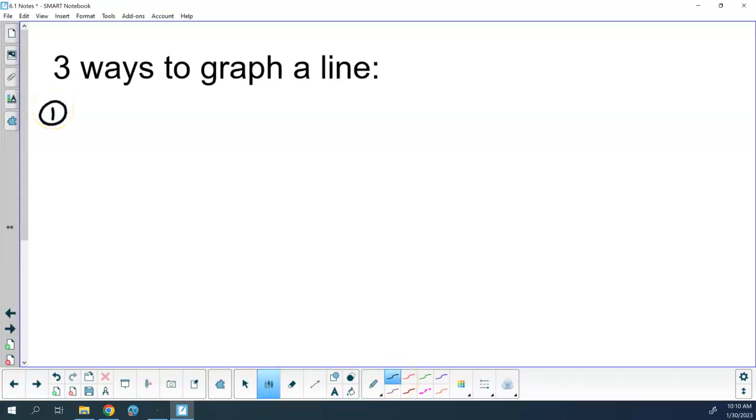Linear equation. They are all linear equations because they're all lines. Yes. But how can I graph them? You've done them before. You've done them for 4 years. Y equals mx plus b is probably the method that you will go to the most. How do I graph a line using y equals mx plus b?